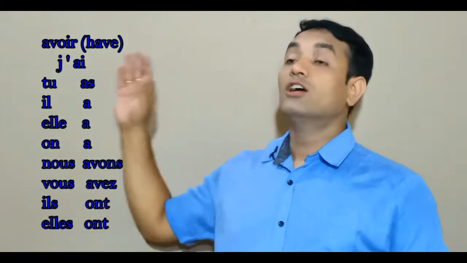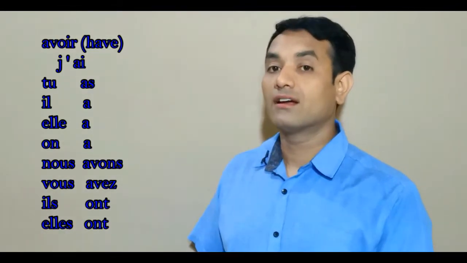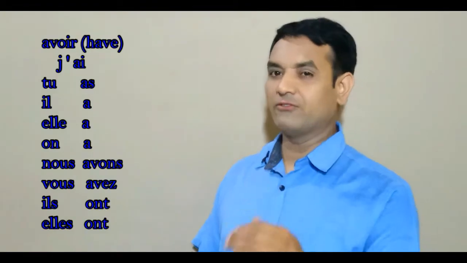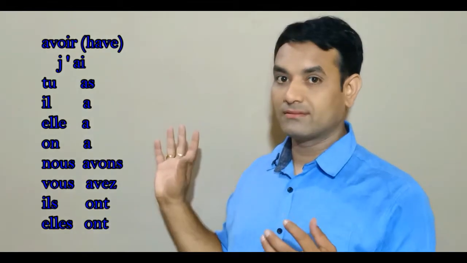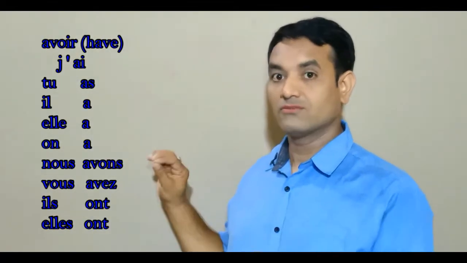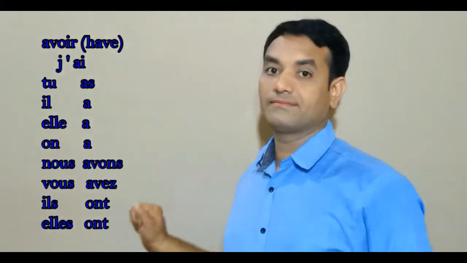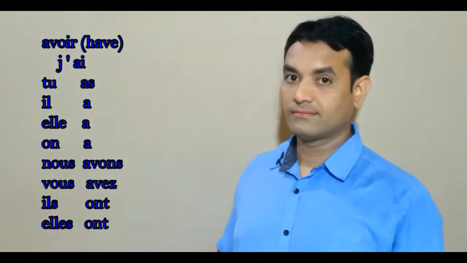The first one is j'ai. How would you sound it? J'ai. Now the second one, tu as. It is written as but sounds a. Next one, il a. Next one, elle a. Répétez après moi. Read it after me.